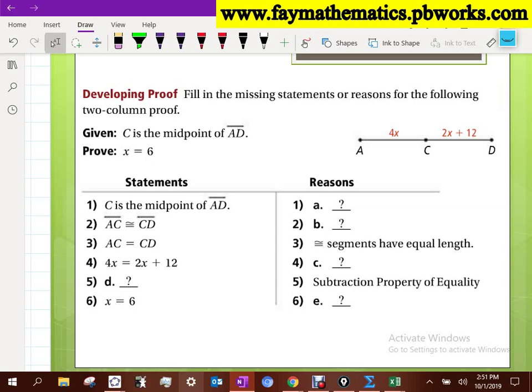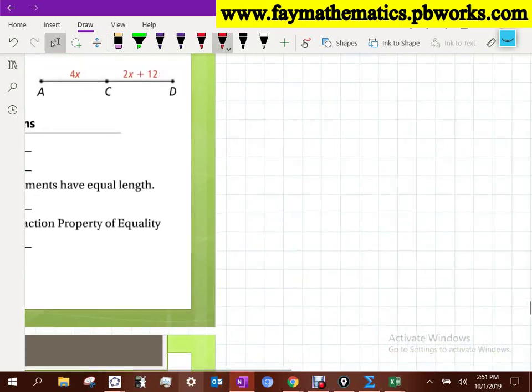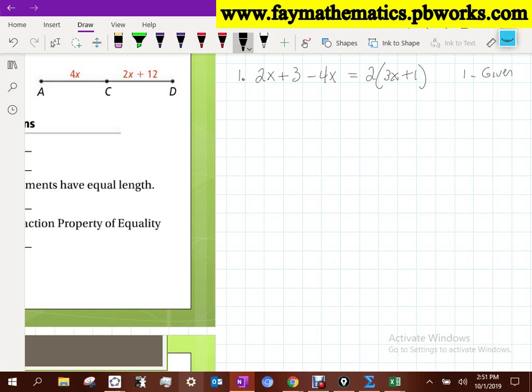Did you guys ever do last year stuff like this? I don't know if Miss Coles continued to do this stuff towards the end of her career, but we start with an equation like 2x plus 3 minus 4x equals maybe 2 times 3x plus 1. And they would say if that is given, that's what we start with. Step 2, they would do something like this.